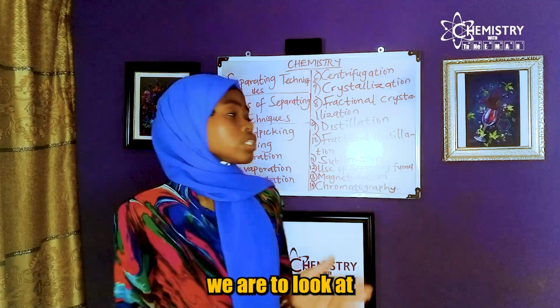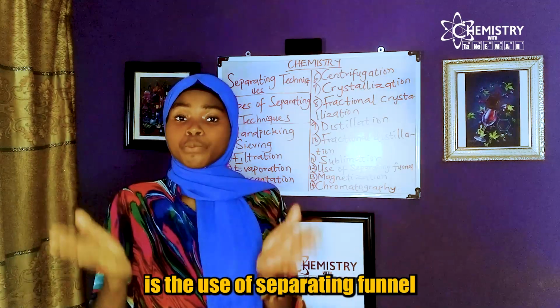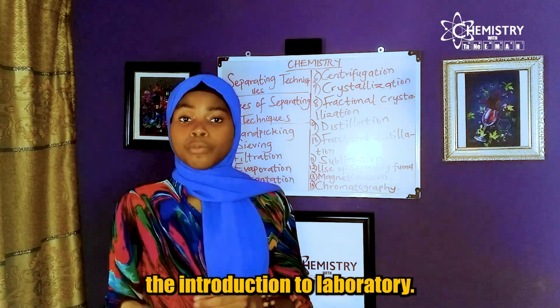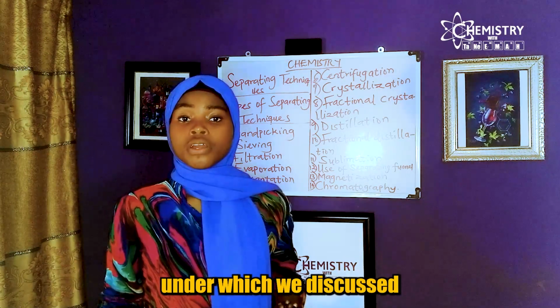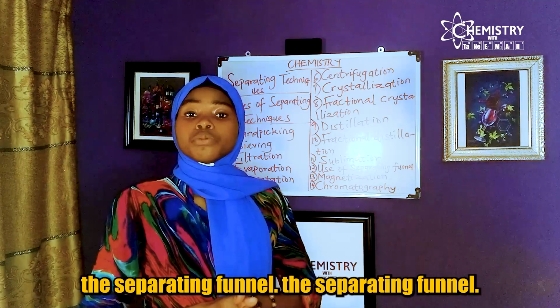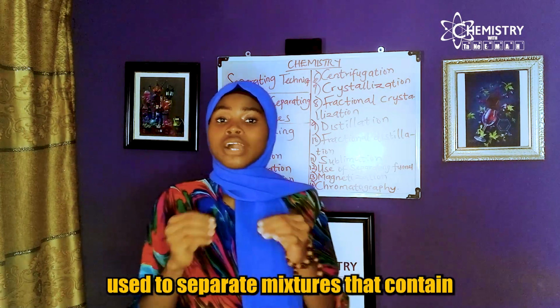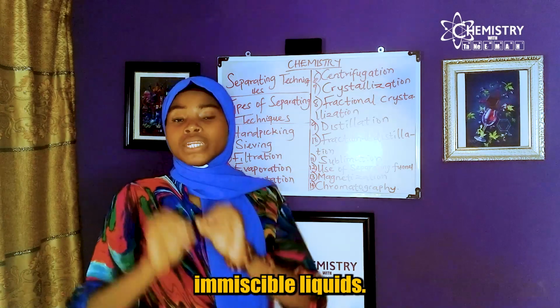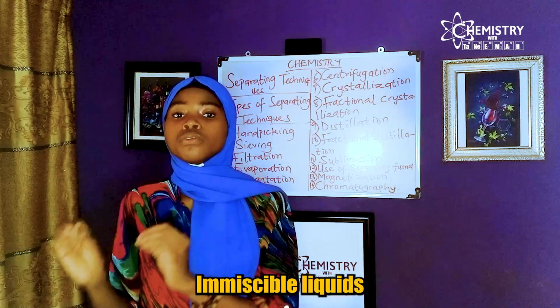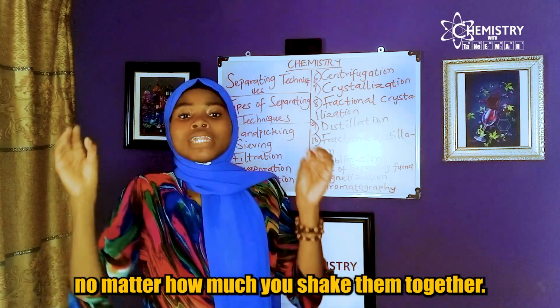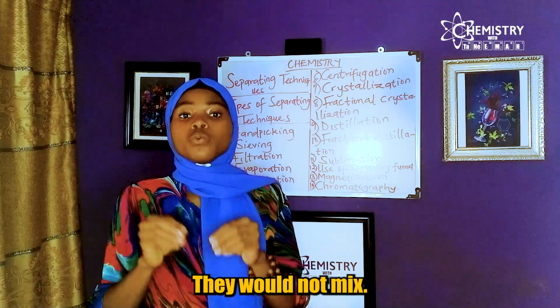The next separation technique we have to look at is the use of a separating funnel. How do we do this? When we discussed the introduction to laboratory, we discussed some laboratory apparatus, under which we discussed the separating funnel. A separating funnel is simply used to separate mixtures that contain immiscible liquids. Immiscible liquids are liquids that don't mix. No matter how much you shake them together, they would not mix.